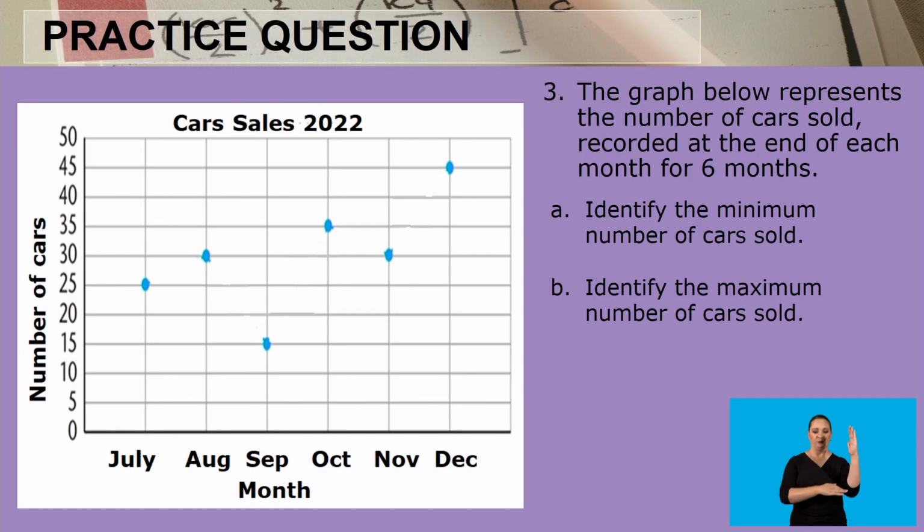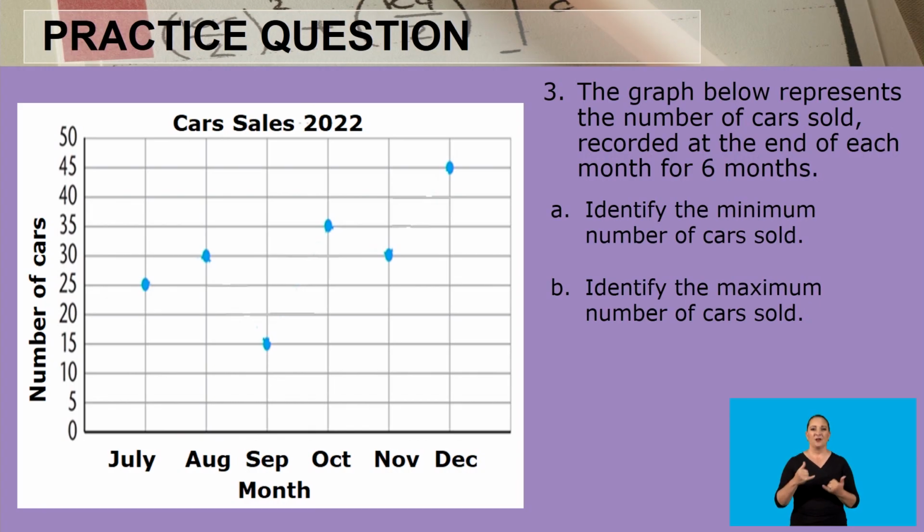It says, the graph below represents the number of cars sold recorded at the end of each month for 6 months. As we can see on our graph, we have our 6 months represented, and that is July, August, September, October, November, and December. That is represented on our horizontal axis. And when we are looking at our vertical values, we can see that those are the number of cars sold. So our question A says, identify the minimum number of cars sold.